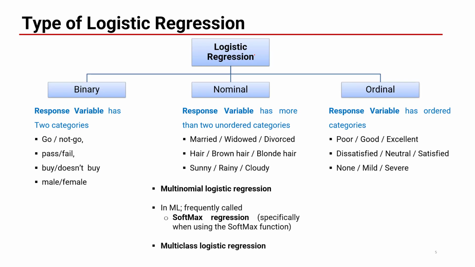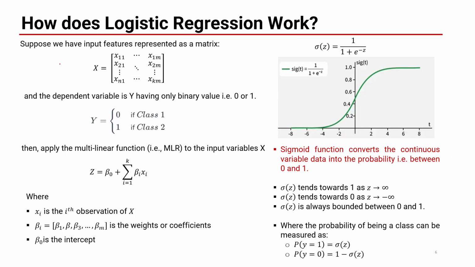Now if we talk about the types of logistic regression, we have binary, as we have seen earlier, nominal, and ordinal types. We use binary logistic regression if our response or target variable has two categories, such as go, not go, or defective, non-defective, and so on. Similarly, we have the nominal scale if we have more than two categories, for which we use multinomial logistic regression. But here we are mainly concerned with binary logistic regression.